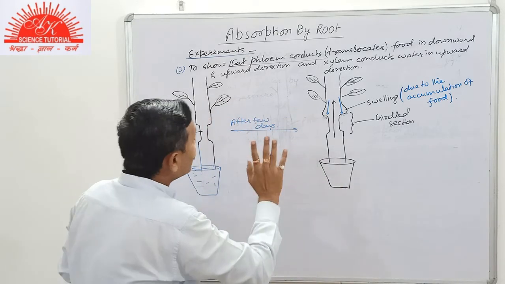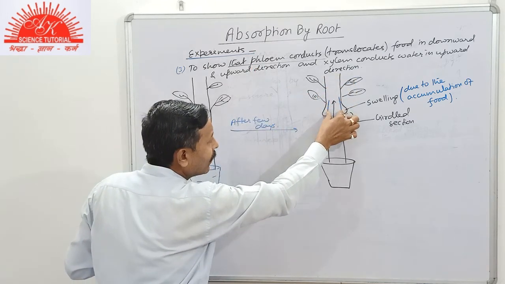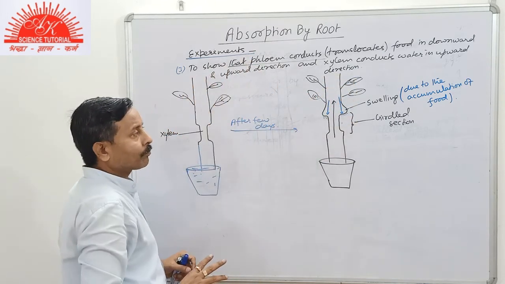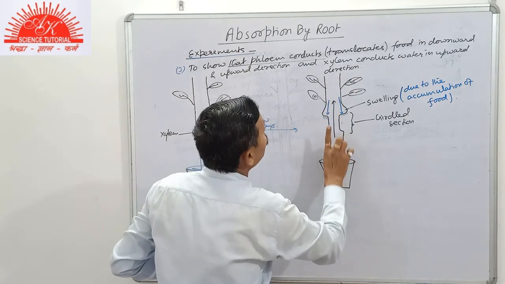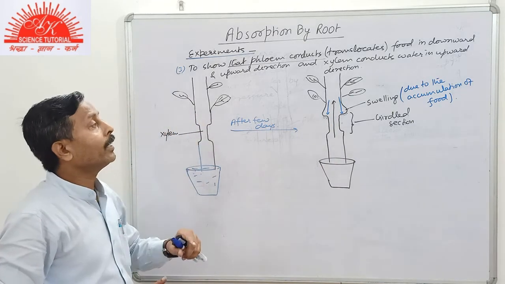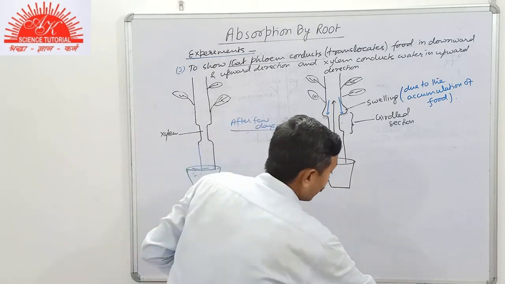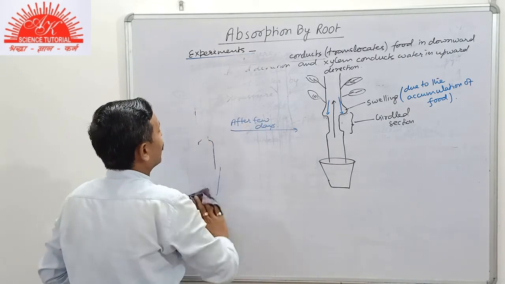So, in this part, the main point is to show that phloem conducts food in downward direction, as well as that xylem continues to conduct water in upward direction. So, this is called the girdling experiment. Now, students, we have mentioned the different experiments.